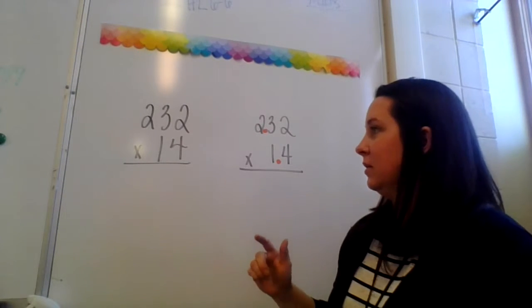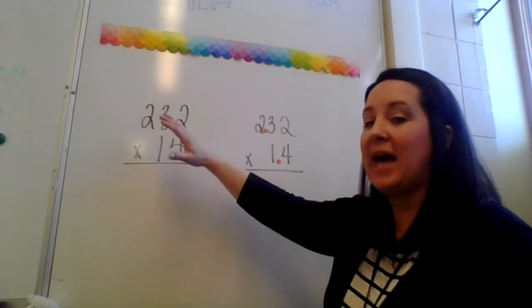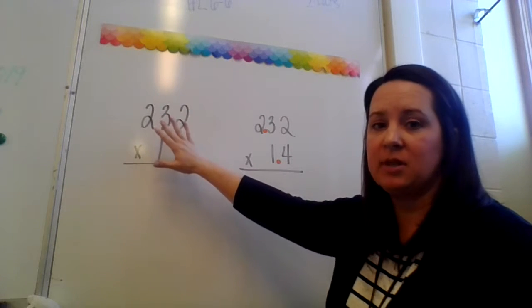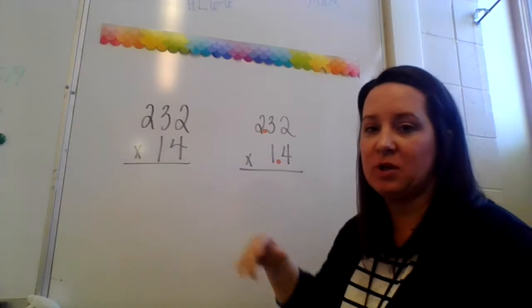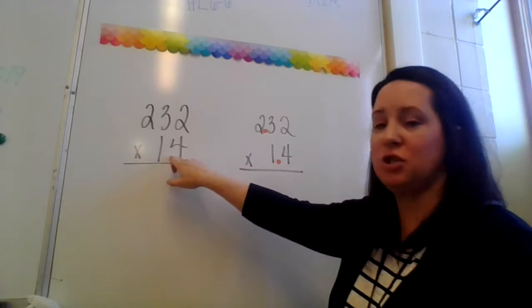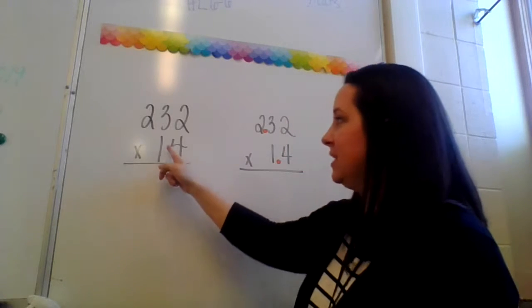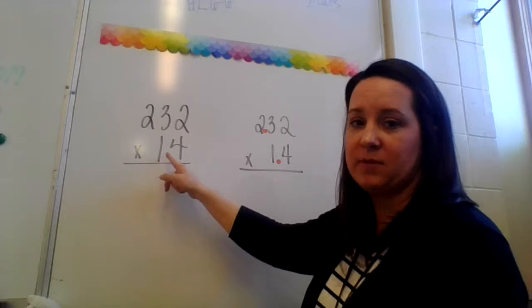For learning how to multiply decimals, we're going to start with reviewing how to multiply multi-digit whole numbers, because the process is basically the same. There's just one extra step at the end when you have decimals involved that you don't have to do when they're whole numbers. So for the example, I have 232 times 14.